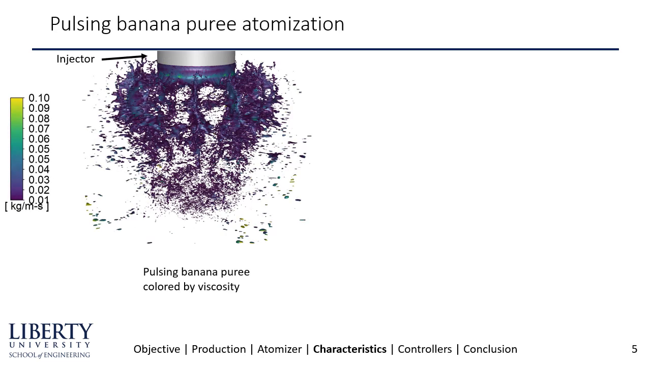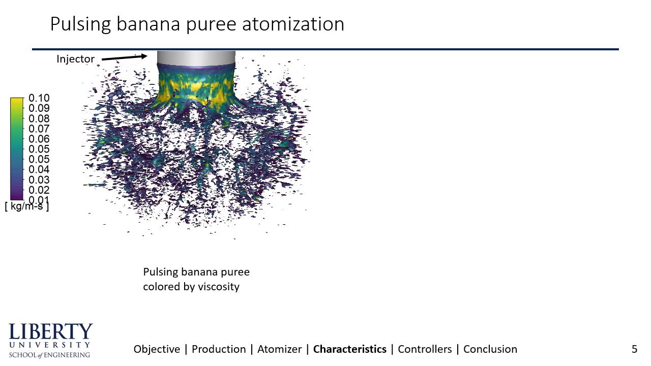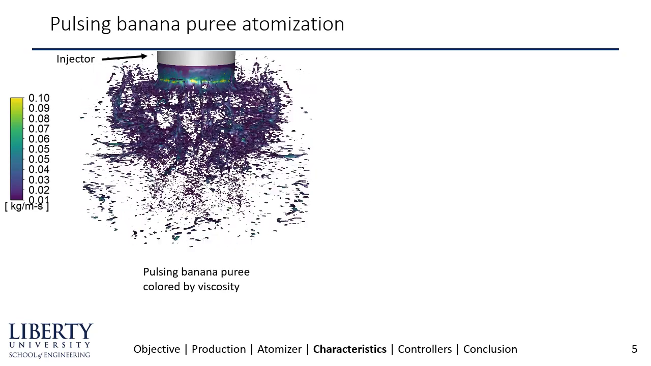All right, here are some results from our simulations. On the left is the puree surface colored by viscosity. And I'll play this animation here, and you can see the strong pulses that come. Here's another one coming, boom. Pulses outward. So this is characteristic of our system. It has a very pulsatile nature.